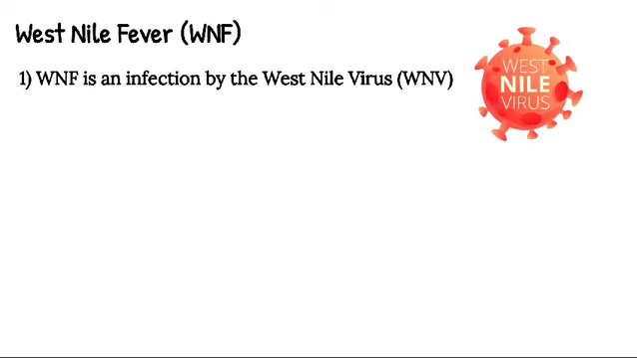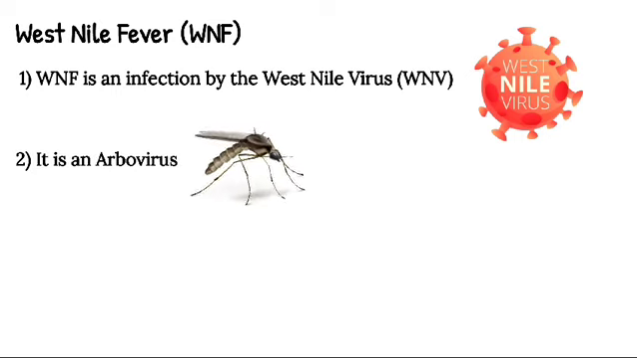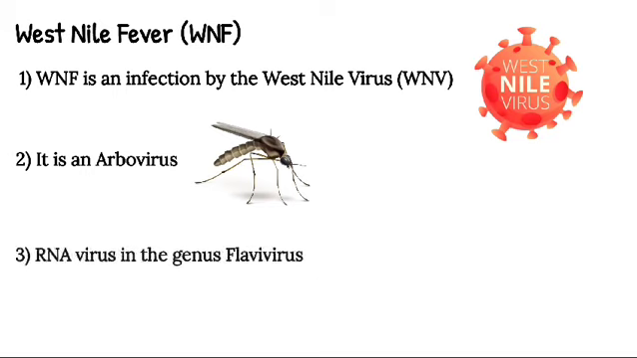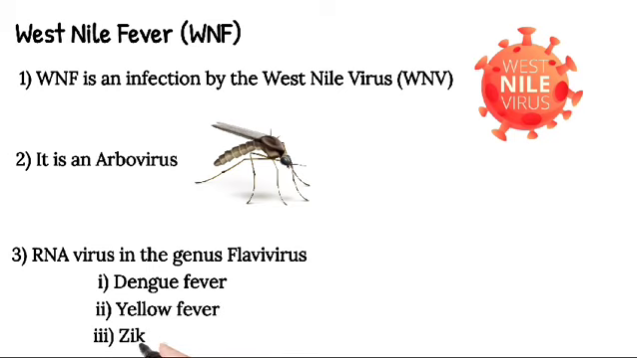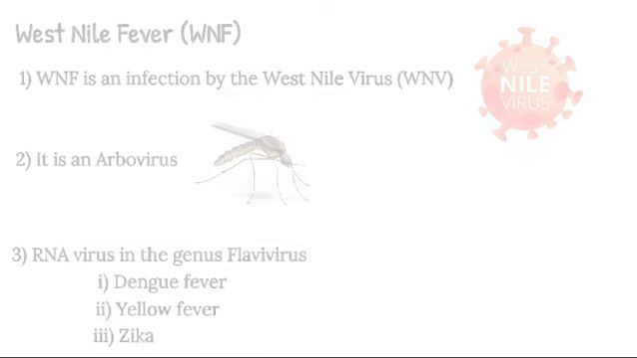West Nile is an arbovirus. Arboviral disease is a general term used to describe infections caused by a group of viruses spread to people by the bite of infected arthropods, insects, such as mosquitoes and ticks. It's an RNA virus in the genus Flavivirus. Similar viruses cause dengue fever, yellow fever and Zika.